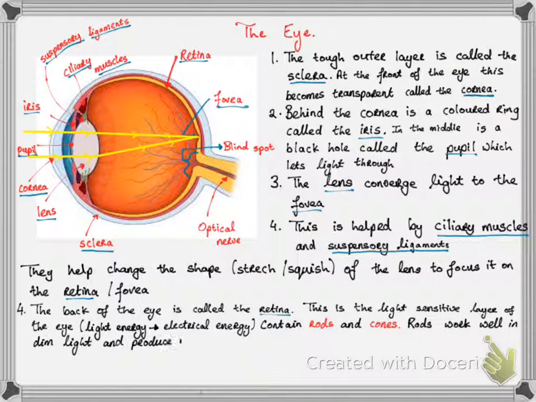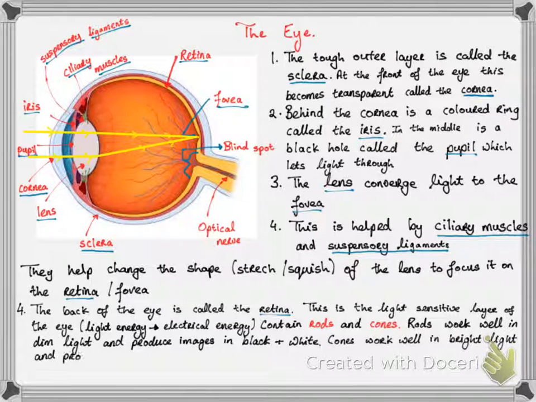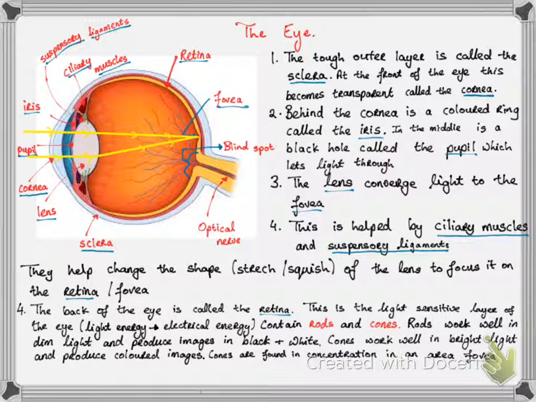Rods work well with dim light and produce images in black and white. Cones work well in bright light and produce coloured images. Cones are found in concentration in an area called the fovea. So when you have dim light, your rods will help form an image in front of you, and this is why we often struggle to see colours in dim, dark lit areas. So that would be your rods that would be trying to interpret an image. The cones are, however, responsible for more bright light, so your daylight, and form images with bright colours.